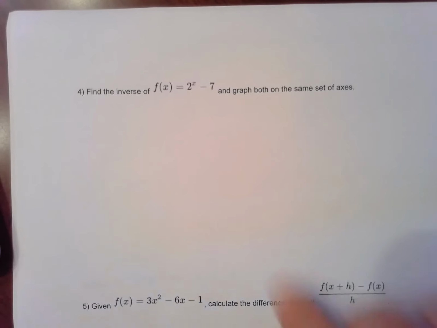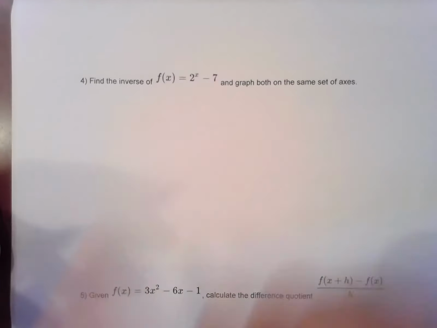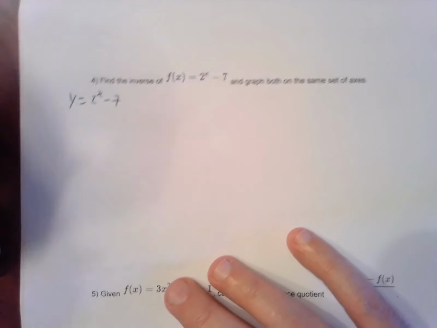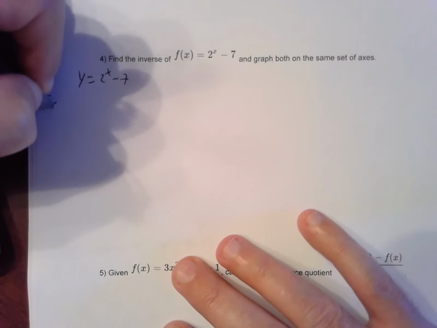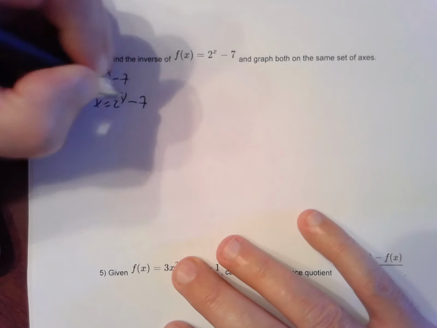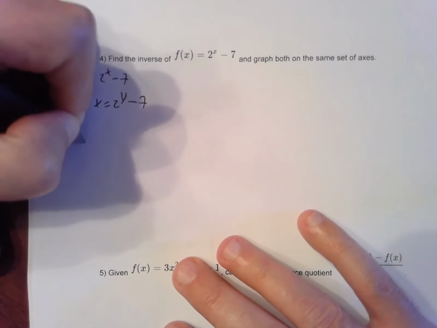Okay, we want to find the inverse of this guy. We could use either natural log or log base 2. I'll do it both ways. So first, y equals 2 to the x minus 7. Swap. X equals 2 to the y minus 7. Move the 7 over. X plus 7 equals 2 to the y.